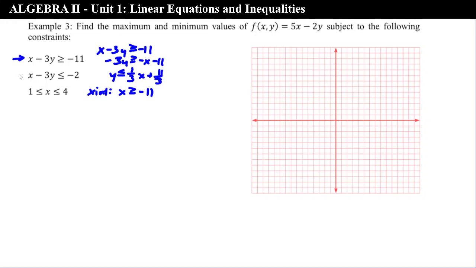All right, before we graph anything, let's move on to the next one, because we need to rewrite this one as well. So we've got x minus 3y is less than or equal to negative 2. We are going to, like we did before, move x to the other side, and then divide by negative 3, again having to flip the sign because we are dividing by a negative. And we get 1/3 x plus 2/3.